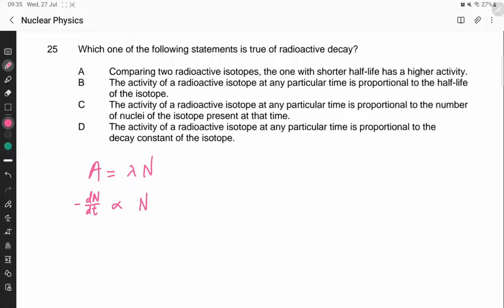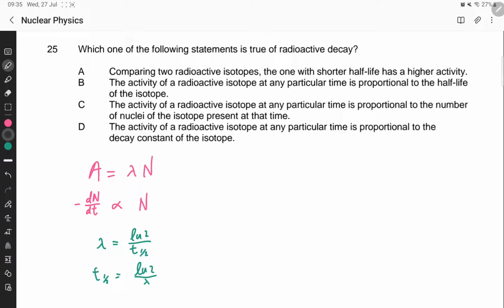And the other one is the relationship between half-life and the decay constant. So lambda equals ln 2 over t half, or you can write it the other way, t half equals ln 2 over lambda. So with these two, we can look at the choices here.